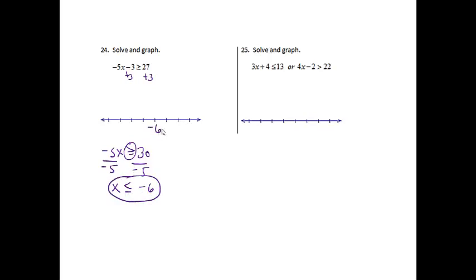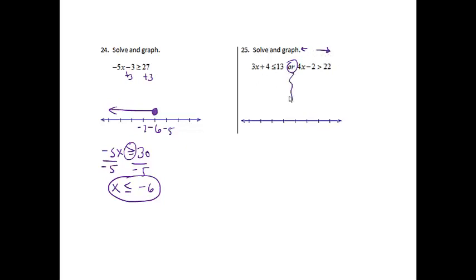Now I get to go to my number line, negative 6, negative 7, negative 5. Close circle, because there's an equal sign. Less than points to the left. Right, 25, there is an or on this one, which means I will be going in two opposite directions. So I'm just going to make myself a little note about that.